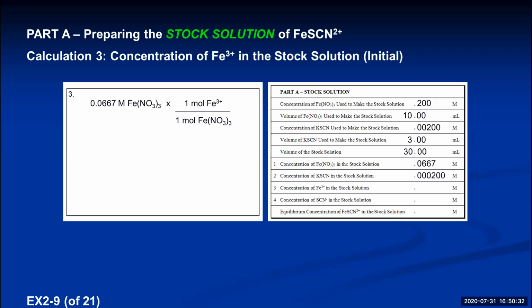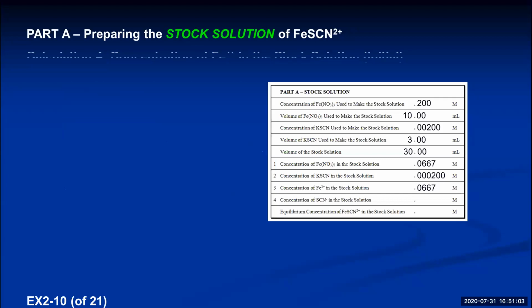You could write this out if you wanted to express that in terms of dimensional analysis. For every 1 mole of iron 3 nitrate you put in the denominator, there'll be 1 mole of iron 3 ions. It's a 1-to-1 ratio. So the molarity of the iron 3 ions is just going to be 0.0667. You essentially really don't need to do a calculation. You just have to realize it's the molarity of the compound multiplied by the number of iron ions in the formula, which is 1, so 0.0667. Calculation number 4, what's the concentration of the thiocyanate ions in the stock solution?